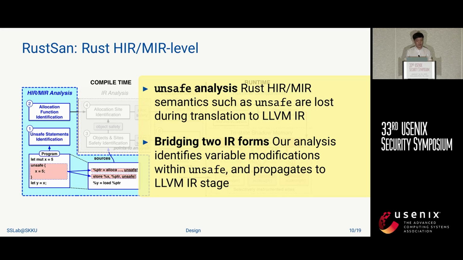Our Rust MIR analysis identifies MIR statements that commit changes to variables, as they are birthplaces of unsafe objects by definition. Then we propagated the distilled information onto the LLVM phase by tagging the corresponding LLVM IR instructions. This way, we seamlessly bridge the two different kinds of IRs toward the objective of RustSan.